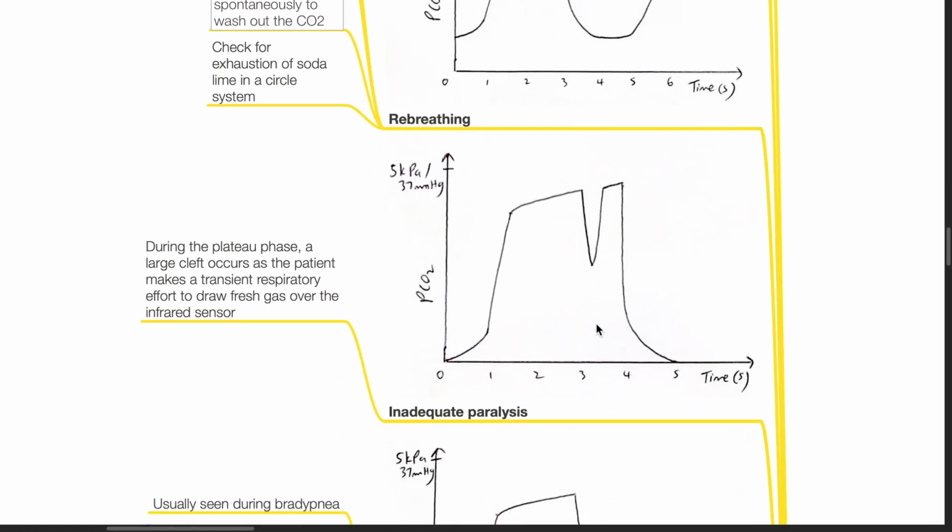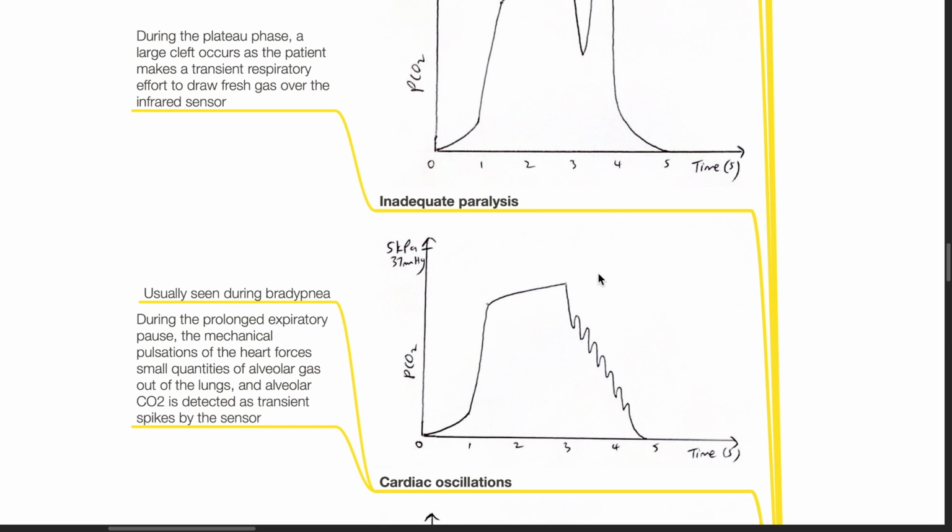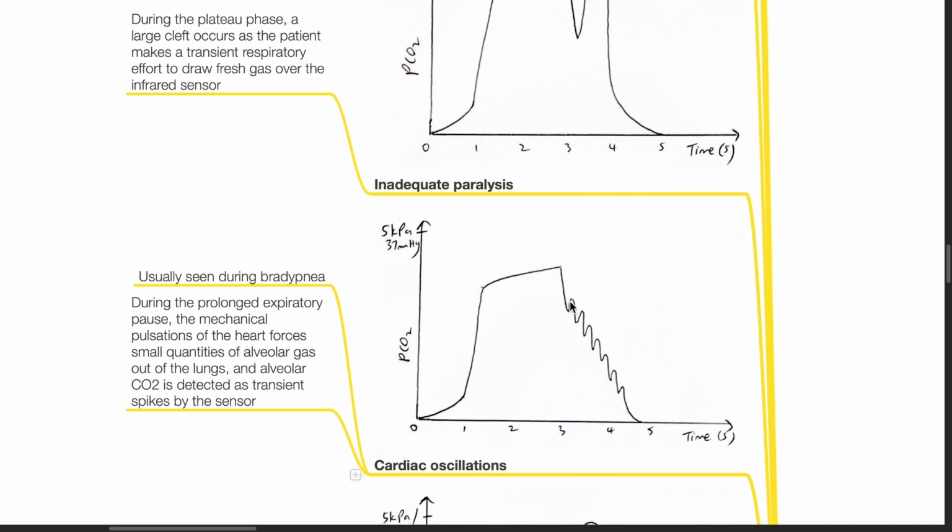This curve shows inadequate paralysis. During the plateau phase, a large cleft occurs as the patient makes a transient respiratory effort to draw fresh gas over the infrared sensor. Cardiac oscillations are usually seen during bradypnea. During the prolonged expiratory pause, the mechanical pulsations of the heart force small quantities of alveolar gas out of the lungs, and alveolar carbon dioxide is detected as transient spikes by the infrared sensor.